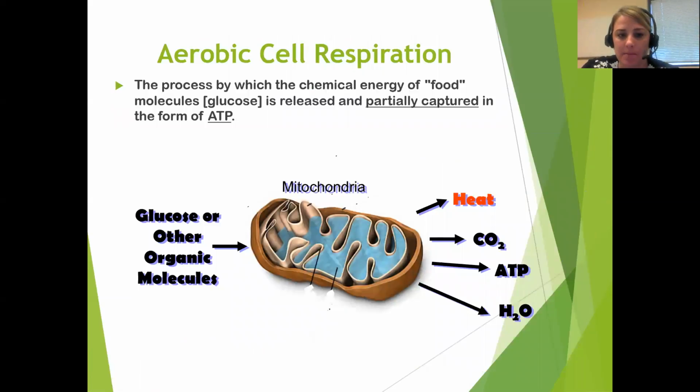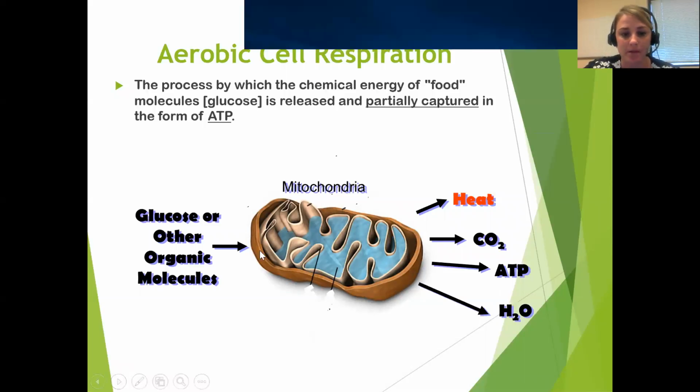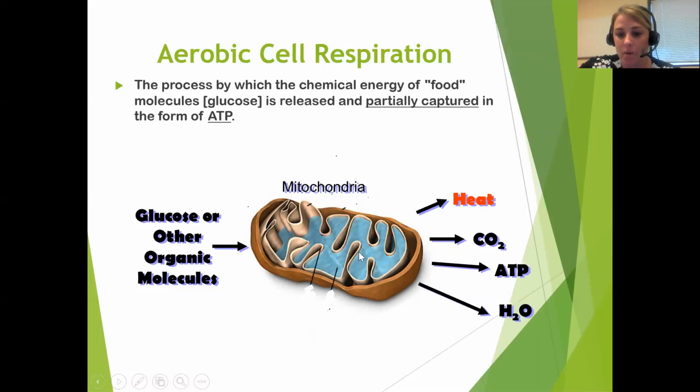So where does this take place? Well, it's going to take place in the mitochondria. When we talked about the cell, we gave the mitochondria the name powerhouse or the factory, the energy producer. That's because it takes that energy from glucose and converts it into ATP, which is our energy currency, what we can use. So it takes in glucose. You're also going to see other organic molecules, so proteins and lipids, which can also be converted into ATP. So the process occurs in the mitochondria. And what are our products? We have heat, which is released as energy, carbon dioxide, ATP, which is our energy currency that we are going to use, and then water.